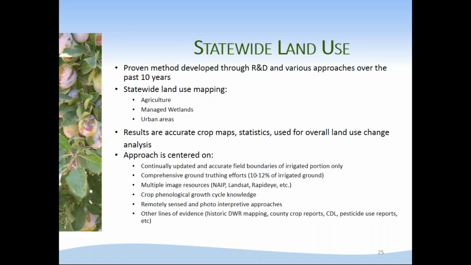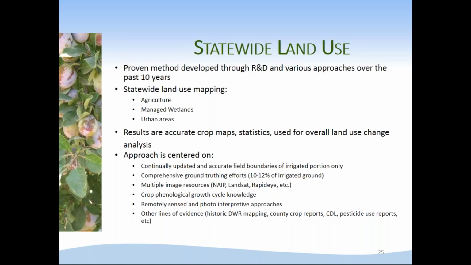So with our statewide land use map, we said we want to create a better widget, and so we went into some pretty aggressive efforts to determine how to do this for every single field in the state of California. So I'll start off by describing that our statewide land use mapping is centered on three hierarchical levels, that being agricultural production systems, managed wetlands, and also urban areas.